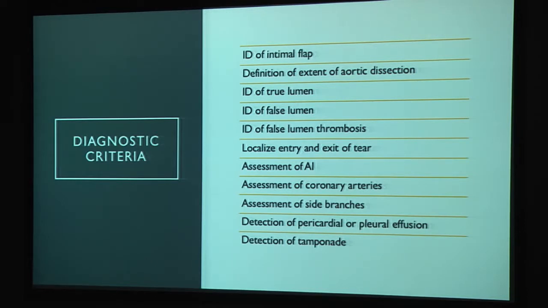Assessment of aortic regurgitation. Assessment of the coronary arteries. Assessment of the side branches, making sure that there's no dissection in the brachiocephalic. Detection of a pericardial or pleural effusion, as well as detection of tamponade. So CTA will only give you a limited amount, where the echo is really going to give you the assessment of all these other things that are important in the management of this patient.